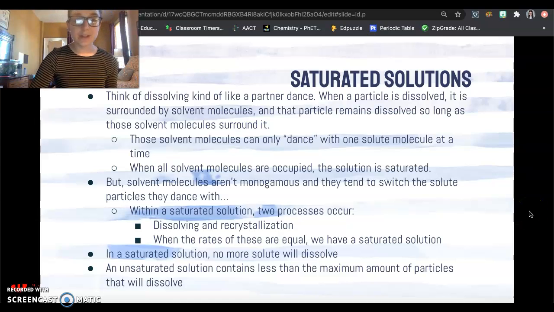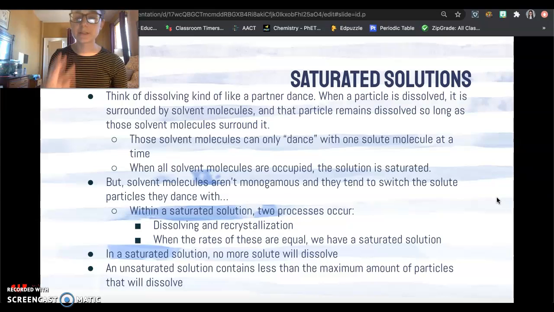In a saturated solution, even if we add more solids, it will not dissolve anymore. So if you keep adding salt to that solution, you're just going to have more solid piling up at the bottom. It remains saturated, but you just have more particles that are in the solid state. An unsaturated solution contains less than the maximum amount of particles that will dissolve. So you can add a little bit more solid and it will dissolve into the solution.